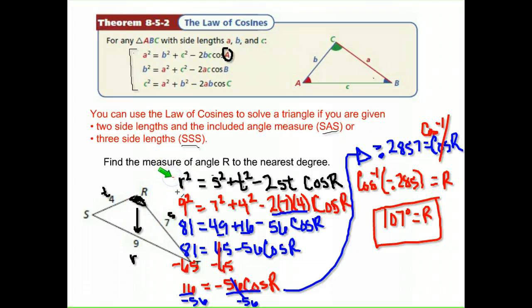So I started by setting the whole thing up. I went off of what angle I was looking for, made sure the lowercase letter was at the other end of my equation, set it equal to the other two sides squared minus 2 times those other two sides times the cosine of my angle I was looking for, and then slowly but surely went through each of the steps until I found my answer.